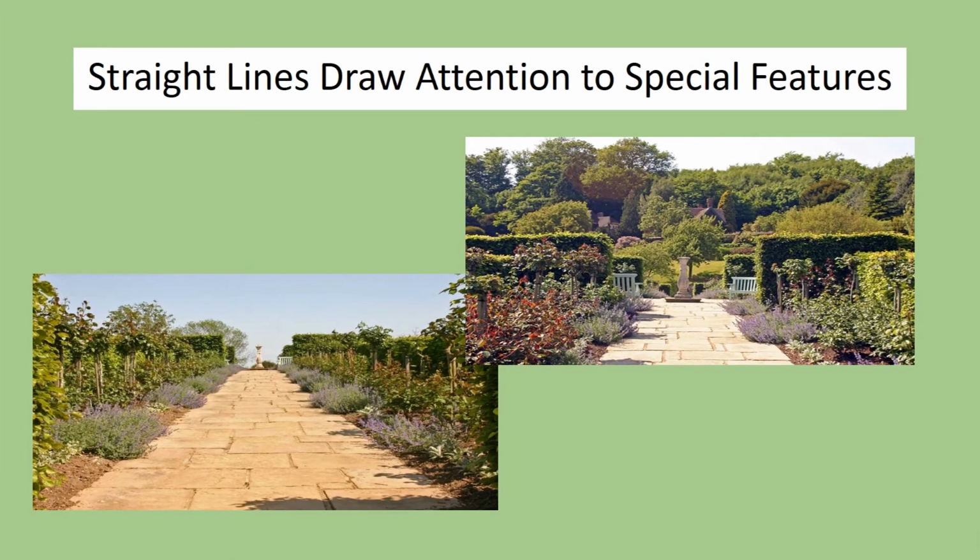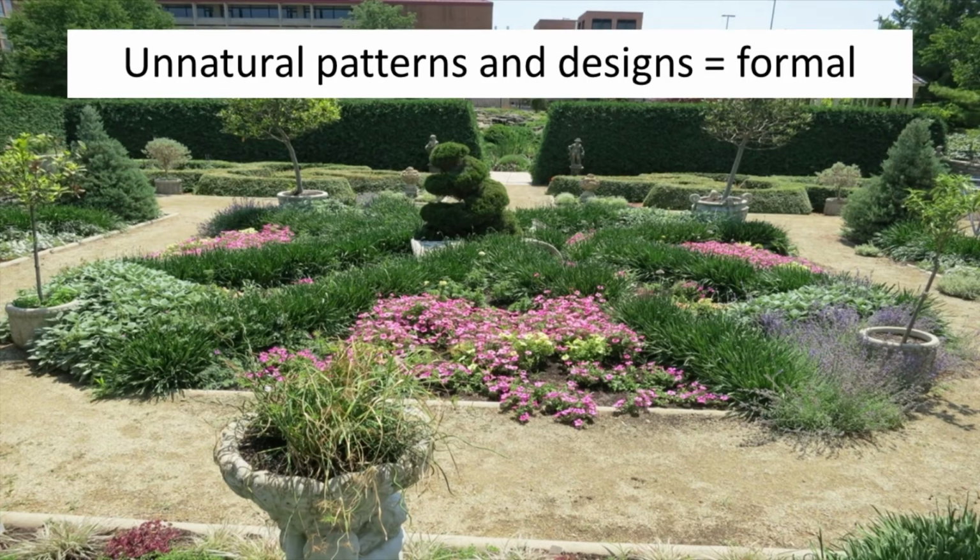Formal landscapes have straight lines. Paths are usually in straight lines with right angle turns, and down at the ends of the straight lines will be something that you're meant to look at. In this case, it's a sculpture. It could be a vista. It could be an entryway or something else where you're supposed to go to it. So you can look around at the things on the side as you make that journey, but your eye is directed to the end of that line first.